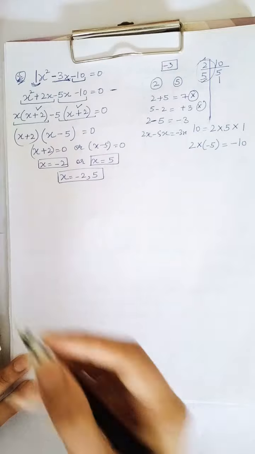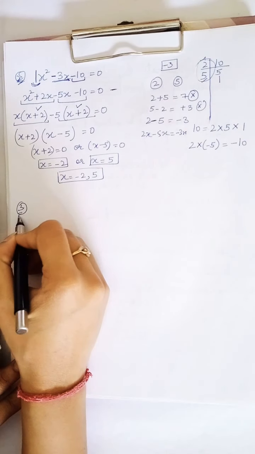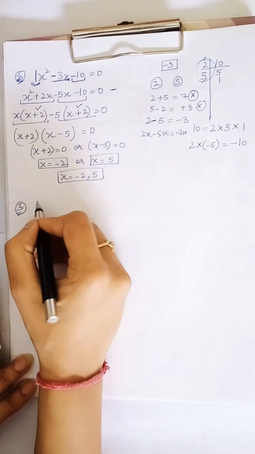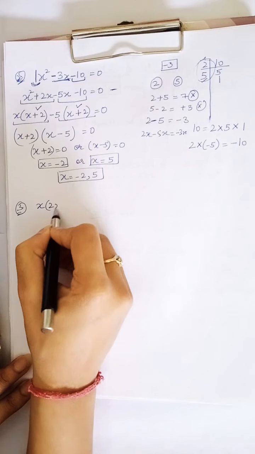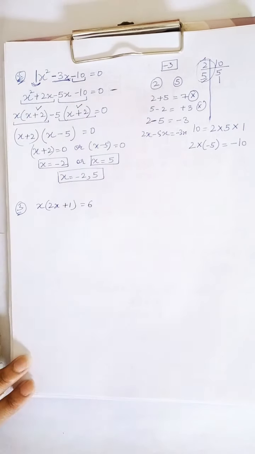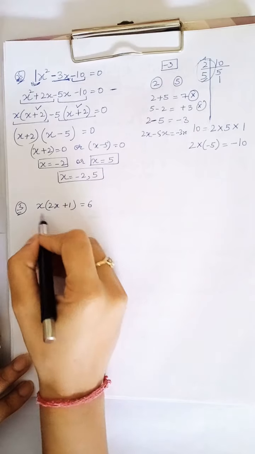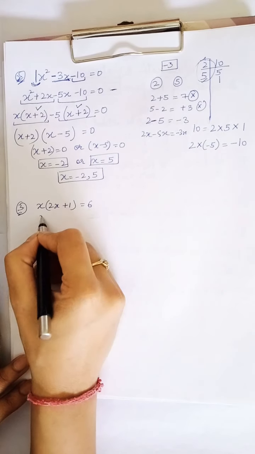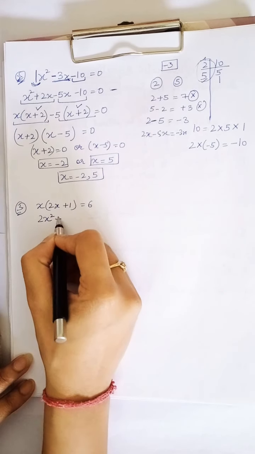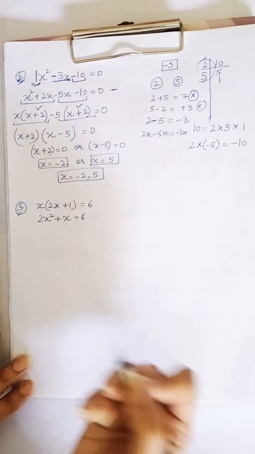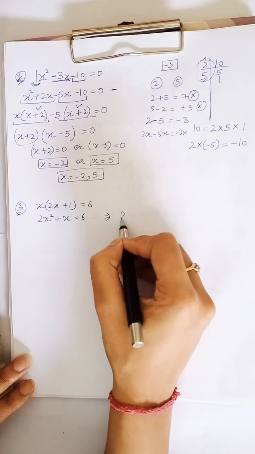Now move to the third question. Third question is x into 2x plus 1 is equal to 6. First of all, we will solve the bracket. Now see, x into 2x is 2x square, x into 1 is plus x, is equal to 6. We will take all the terms to the left hand side.